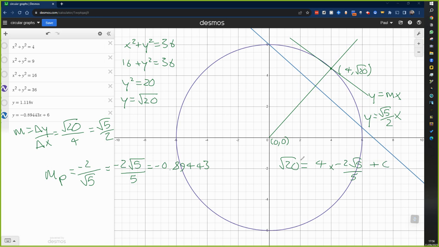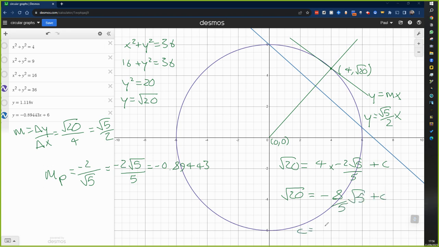So what I've done is I've subbed in the y value, I've subbed in the x value, I've subbed in the gradient, and then I have an unknown value of c. So simplifying that a little bit, we have root 20, that's a bit messy, let me do that again. Root 20 is equal to negative 8 over 5, root 5 plus c.